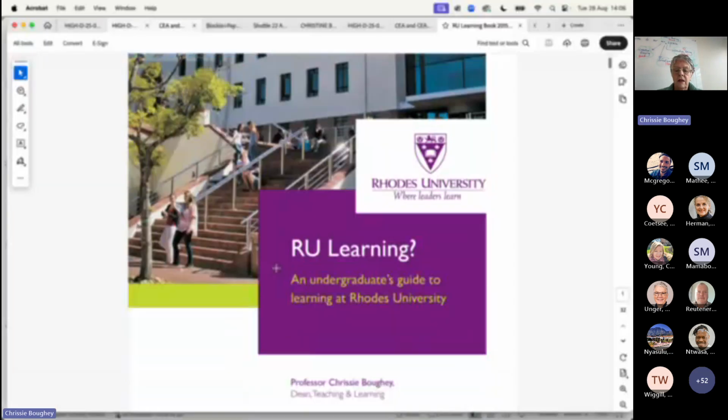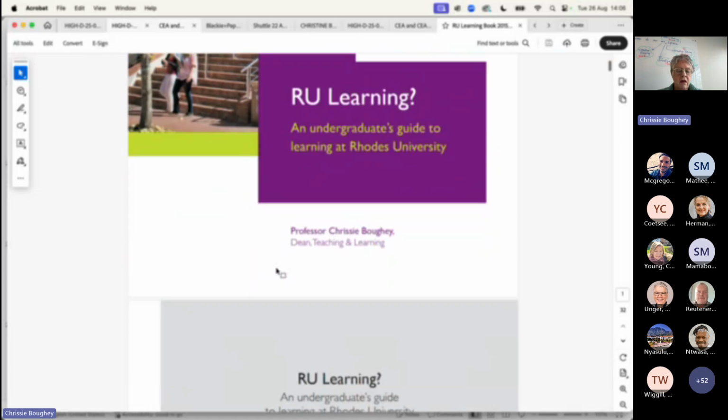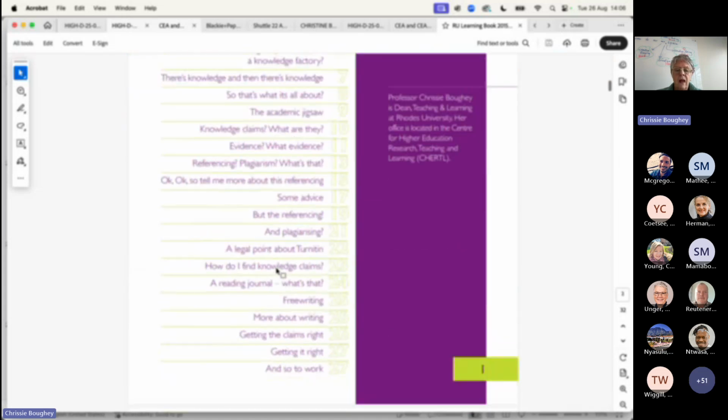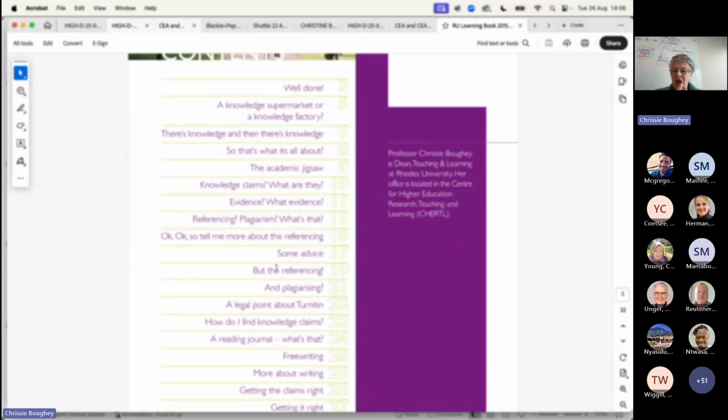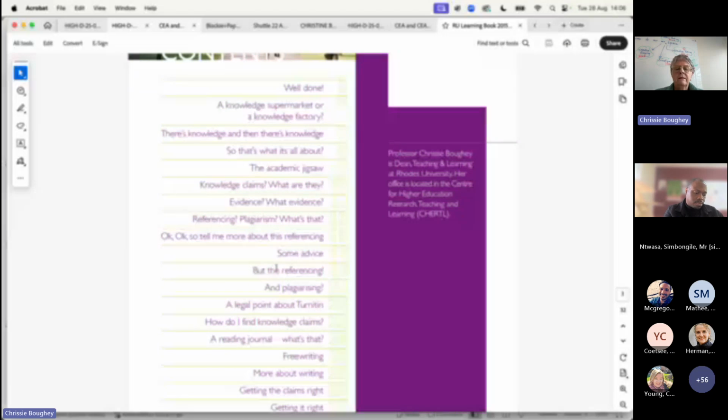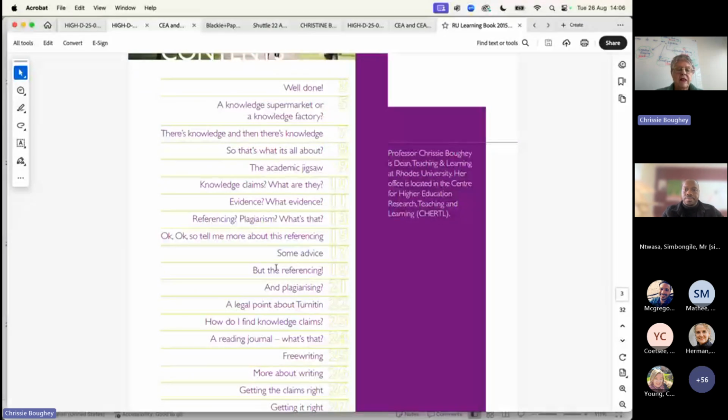So this was the booklet I wrote for students. It's called, and I'll just show you that. So the first thing I talk about is the university being a knowledge factory. It's not a knowledge supermarket. It's not a place where you come to get knowledge. It's a place where you come to learn about it and how it's made. And then I move on, there's knowledge and there's knowledge and there's knowledge.